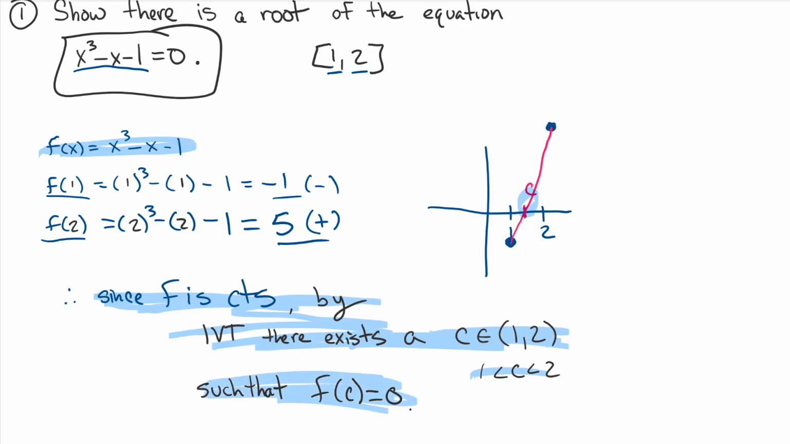And I know a lot of students get intimidated by the fact of how many words there are. Since f is continuous by IVT, there exists a c in the interval between 1 and 2 such that f of c equals 0. Holy crap, you sound pretentious. But we got to get used to this. We got to be able to read it. We got to be able to play the game. I don't like talking like that, but I know how to play the game when I have to. All right.